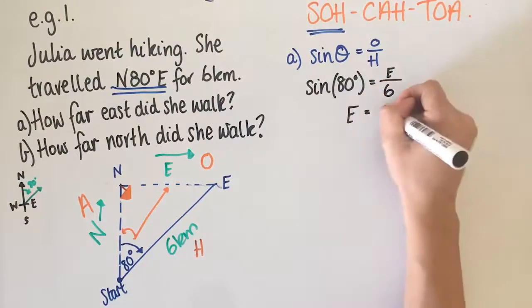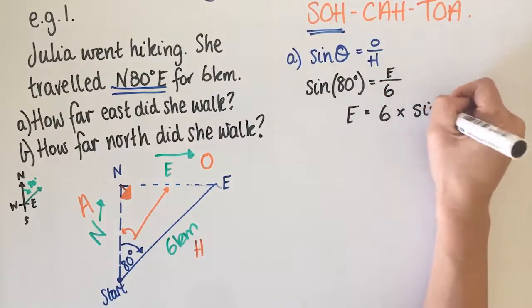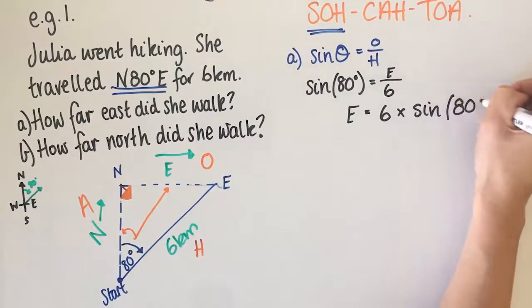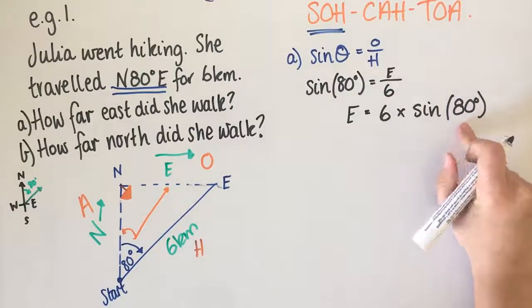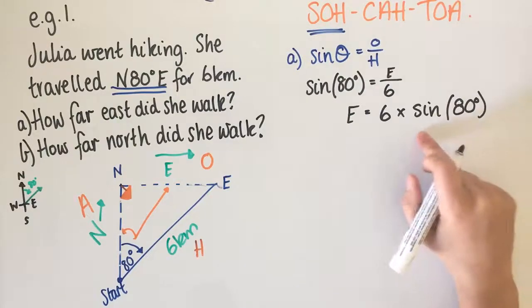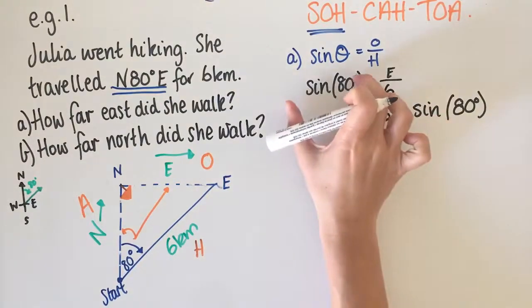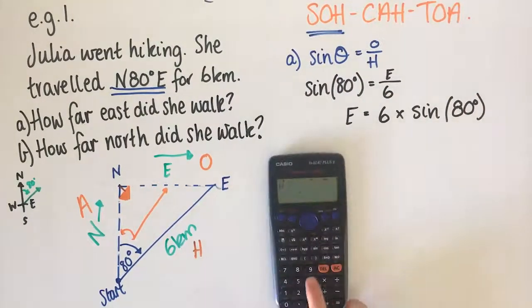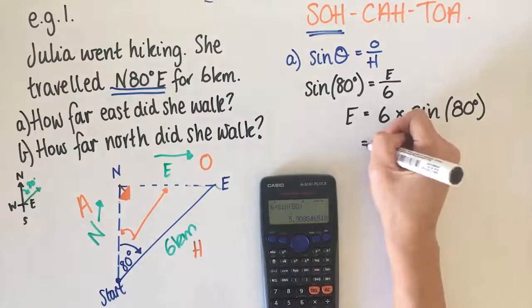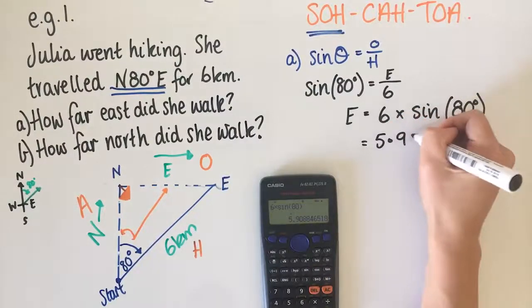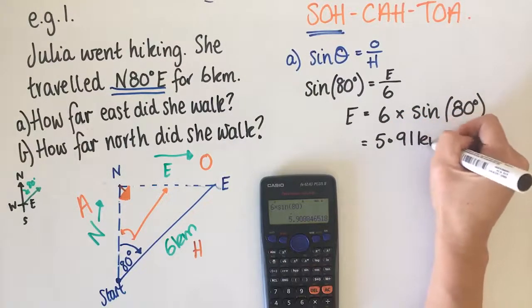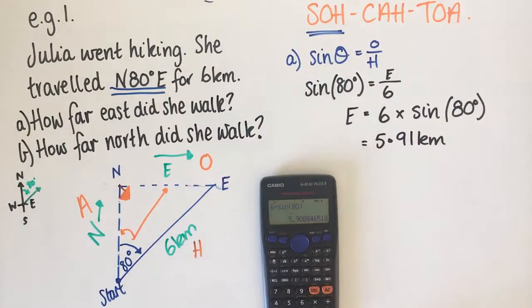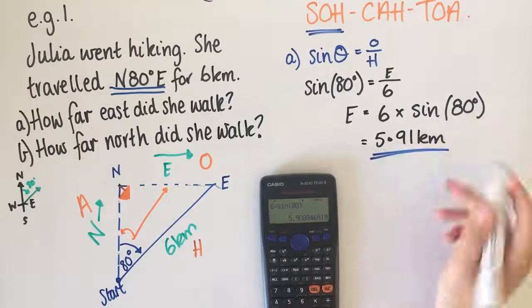I need to rearrange now, so it's going to become 6 times sine of 80 degrees. Now remember, I'm trying to find a side length here, so I'm not using an inverse. I need to use the standard form of that because I've moved that whole thing across. Now I need to use my calculator, so I'm going to go 6 times sine of 80, and that's going to give me 5.91 kilometres. So that's my answer to part A.